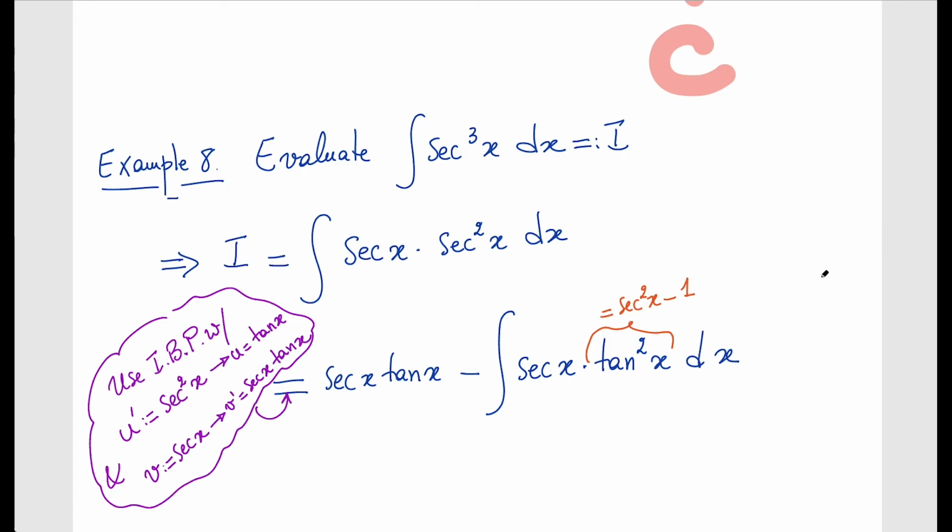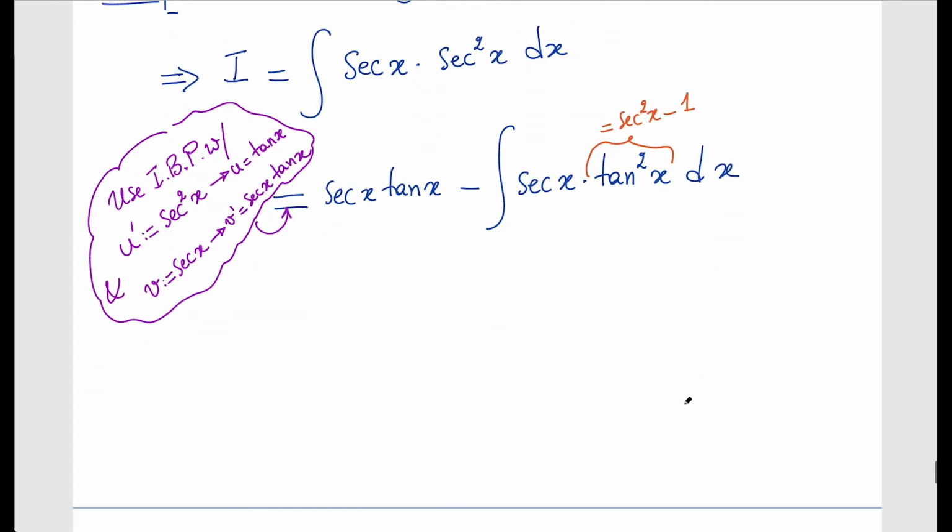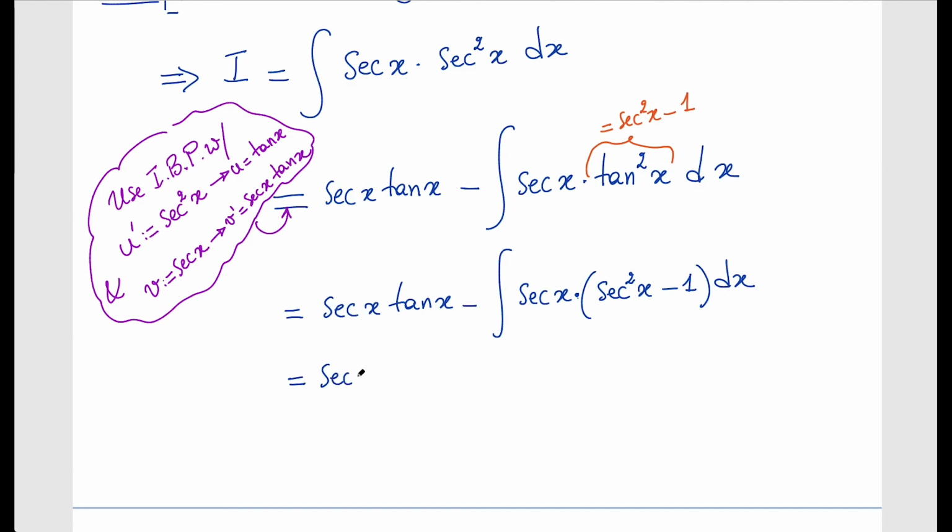And then this blue part becomes equal to secant of x tangent of x minus the primitive of secant x times secant squared x minus 1 dx. Okay, and let's multiply now. Let's distribute the multiplication over subtraction to obtain secant x tangent x minus the primitive of secant cube x minus secant of x dx, right?